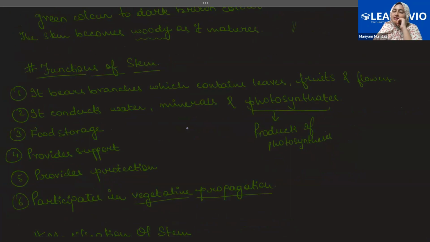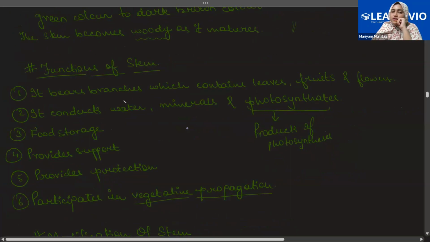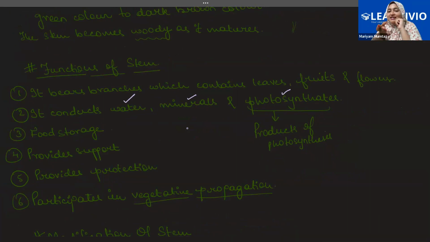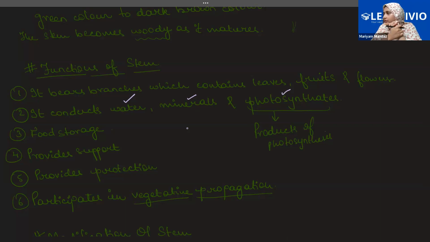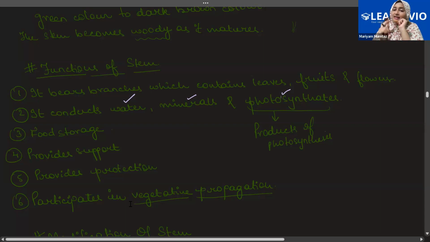Now, apart from that, the stem is also responsible for the conduction of water, minerals and photosynthates, right? Not exactly photosynthesis, it is photosynthates. Now photosynthates are the products of photosynthesis, right? What is the product of photosynthesis, students? Oxygen? No, the main product of photosynthesis. Glucose. Glucose is the main product of photosynthesis and that is what gets transported by the stem.